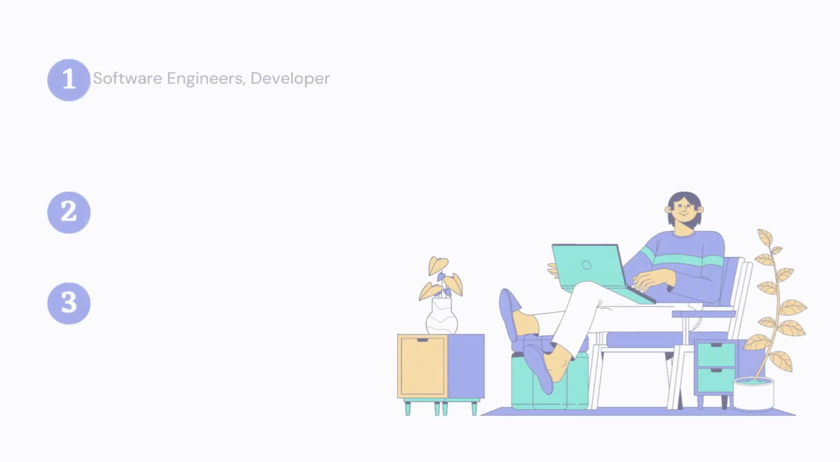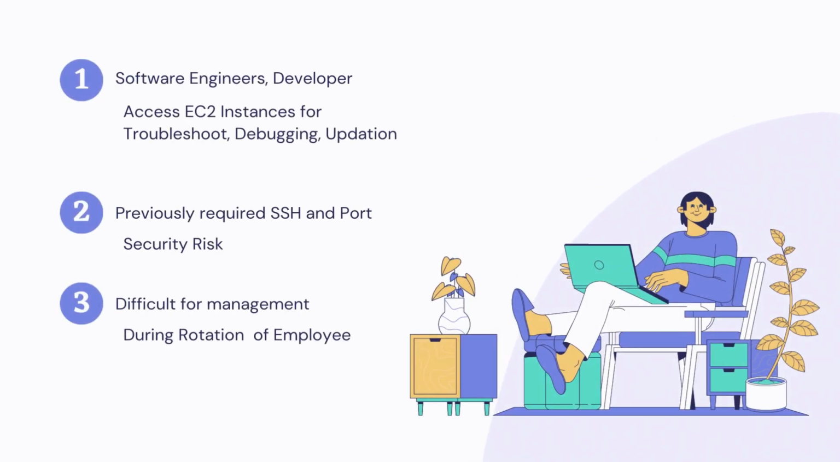So let's have an example. As we see in a software development company, many software engineers and developers often need to access the EC2 instances hosting their application for troubleshooting, debugging, and making updates. In the past, they used to connect to these instances using the traditional access connection, which required managing SSH keys and exposing SSH ports as well.